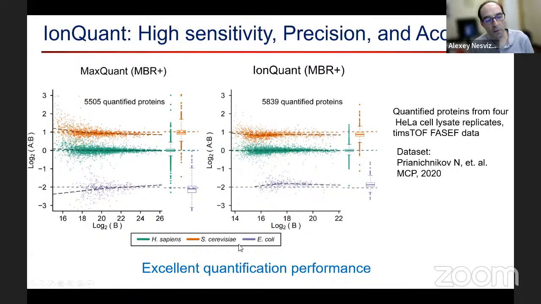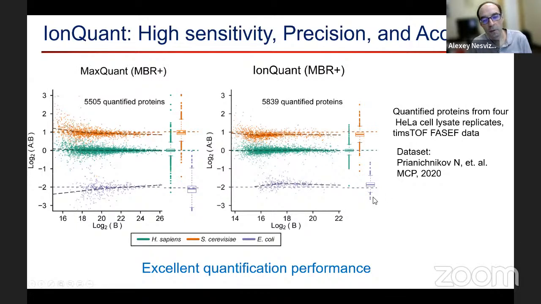We have three organisms mixed at different proportions in sample A versus B. We have human at 1-to-1 in both samples, then yeast at 2-to-1, so a log fold change of 1 in sample A compared to sample B, and E. coli, mixed at a 4-to-1 ratio in sample B compared to A, so a log2 change of -2. And we quantified more proteins in IonQuant with match between runs than MaxQuant. You see the numbers here.